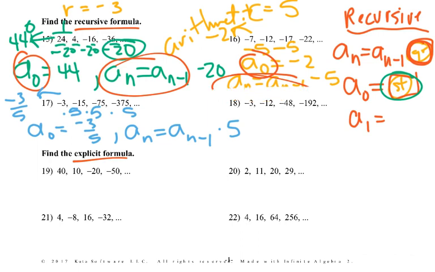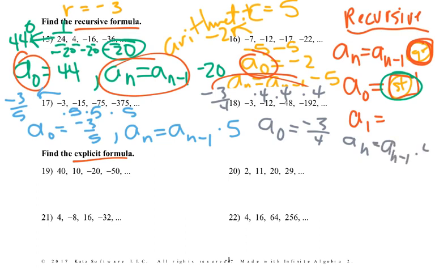Okay, for number 18, negative 3 to negative 12, we would times not by 6, by 4, which would get us to negative 48, which would give us to negative 192. So, going backwards, it'd be negative 3 divided by 4, so I could just leave it, negative 3/4. Then I do a sub n equals a sub n minus 1 times 4. Now notice, a sub 0 on all these, whether they were geometric or arithmetic, same thing, same with the rest of them. Just that growth, which was different. Okay.